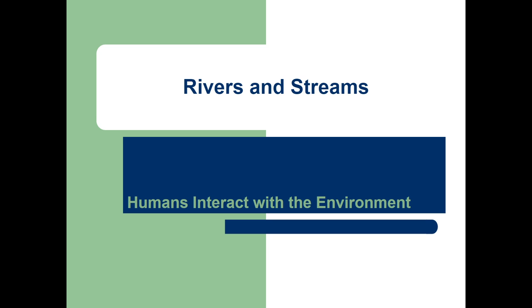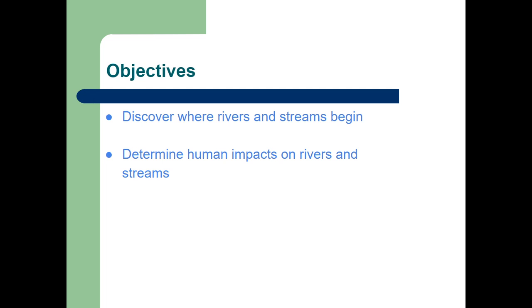But I'm going to talk about some of the lecture notes here today, so you can review these and kind of get an idea of what we would be talking about for our stream team project if we were in class. So rivers and streams, humans interact with the environment. Our objectives are to discover where rivers and streams begin, and determine human impacts on rivers and streams as well.